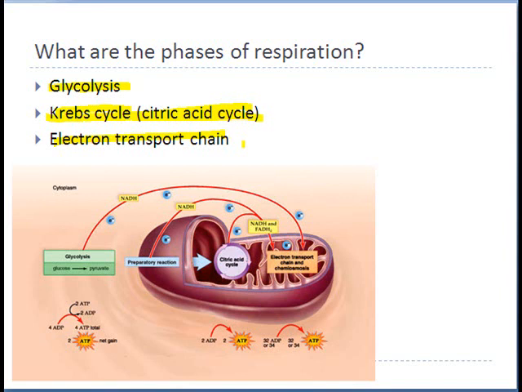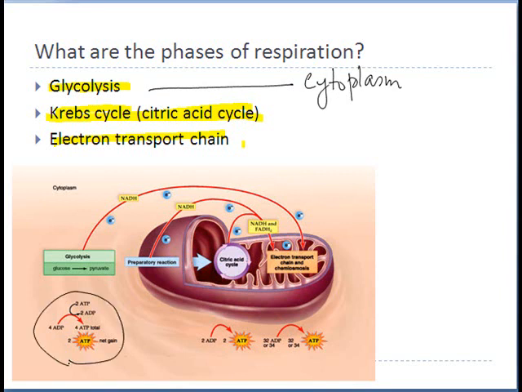For example, the process of glycolysis always takes place in the cytoplasm of the cell, which is the fluid part. So over here, this is where glycolysis will take place. Now, the Krebs cycle and electron transport chain are both in the mitochondria of the cell. So mitochondria are present both in plant cells and animal cells. That will take place in both.